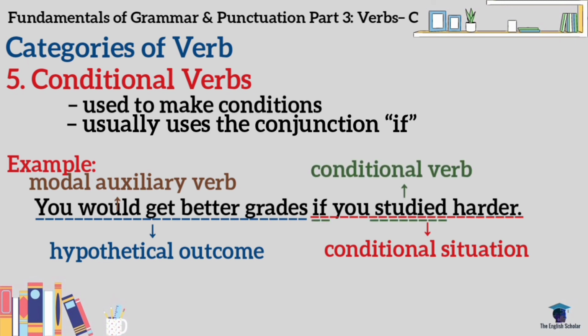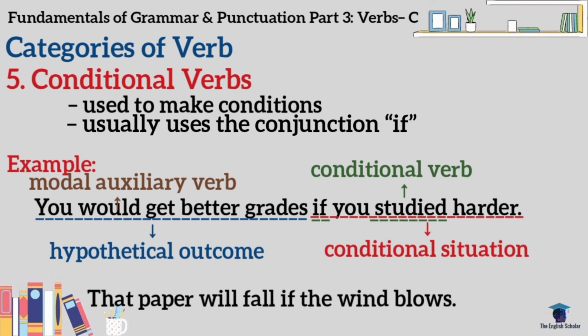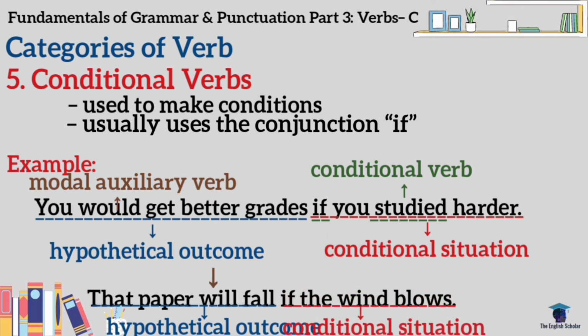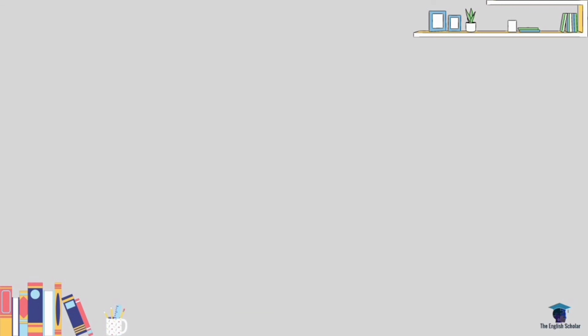Let's have another example. That paper will fall if the wind blows. The paper will fall here is our hypothetical outcome because of the modal auxiliary verb will, and it relies upon the conditional situation, if the wind blows. That's conditional verbs.